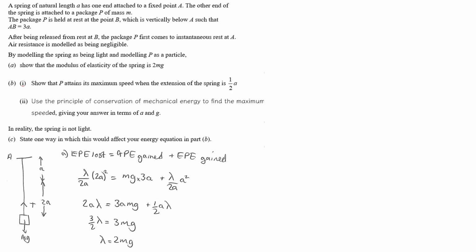And what it says is, after being released from B, package P comes to instantaneous rest at A. So it goes all the way to the top. So it goes past the natural length, all the way up to the top. And by modeling the spring as light and modeling P as a particle, show that the modulus of elasticity is 2mg.